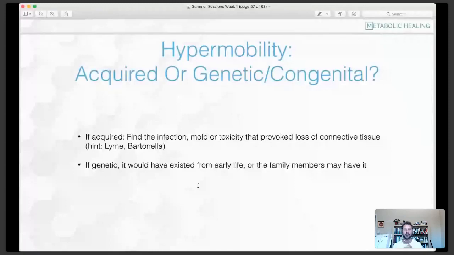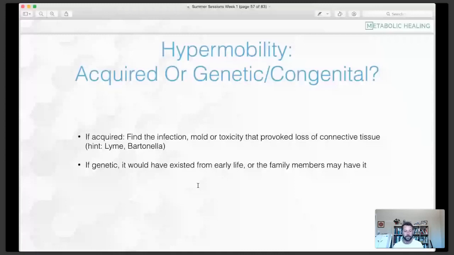But the 2 things that I want you to really know when you're evaluating hypermobility syndromes in your clients is, number 1, is this an acquired hypermobility? In other words, did it suddenly appear as a result of some illness? They suddenly got sick and they became more hypermobile? There are people like that. Or is it genetic? Have they had this their whole life? Or are there family members that have it? You've got to really differentiate between the 2. Here's why.